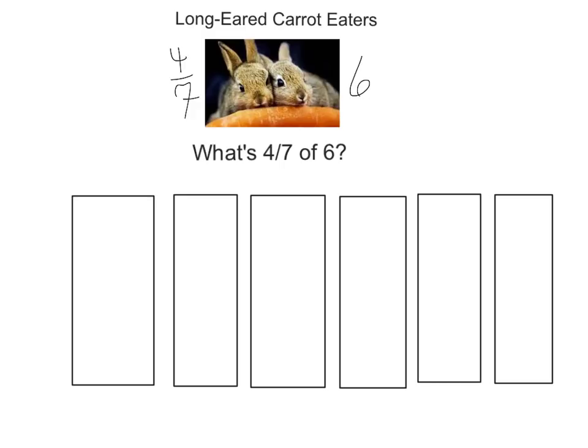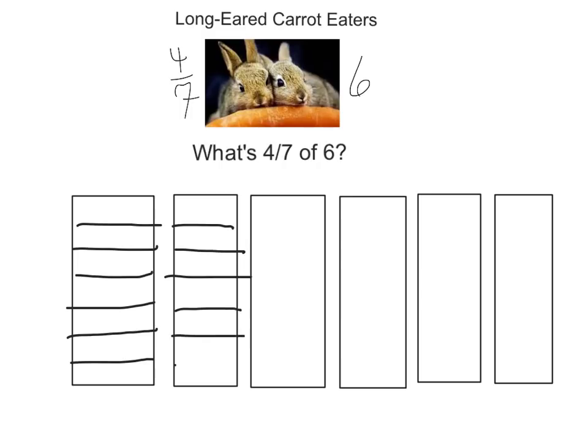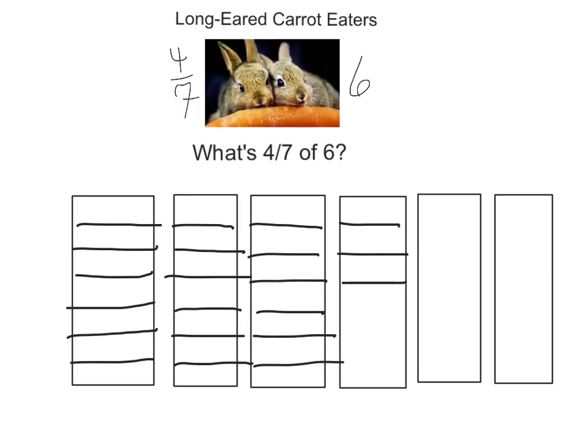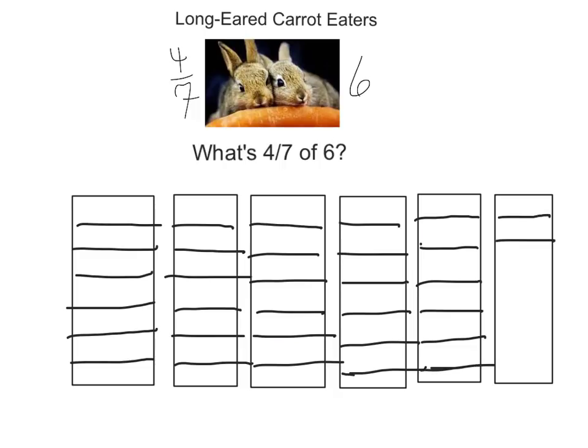Okay. Now I want to break these each into 7 parts. So that means I'm going to draw 6 lines in each box. I'm going to go 1, 2, 3, 4, 5, 6. Then again in the next box, 1, 2, 3, 4, 5, 6, and so on through all 6 boxes. Oops, fix that a little bit.